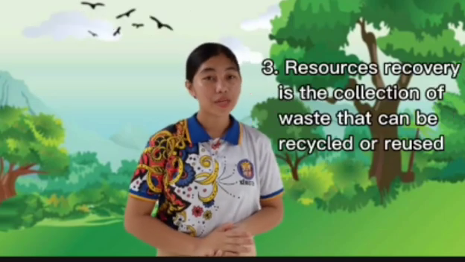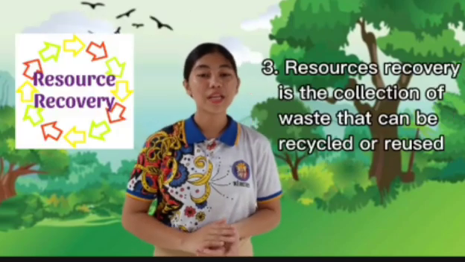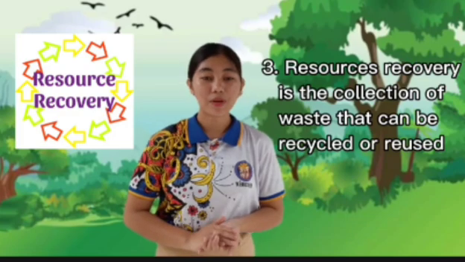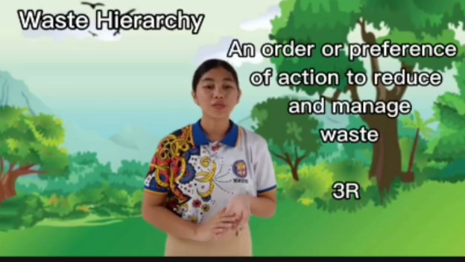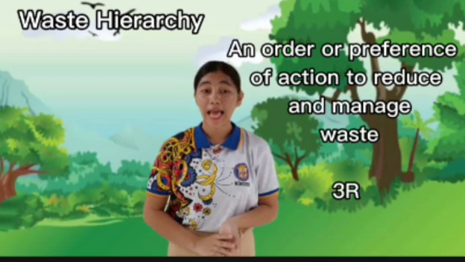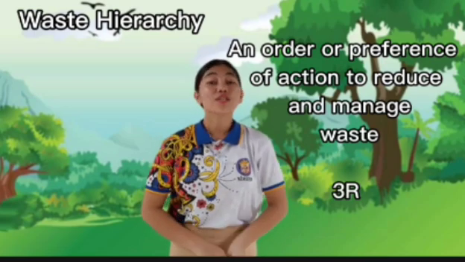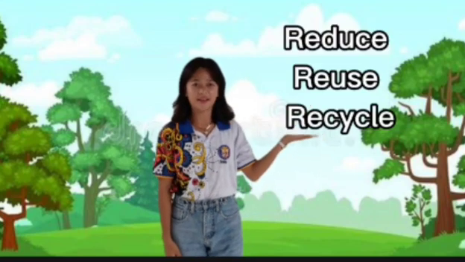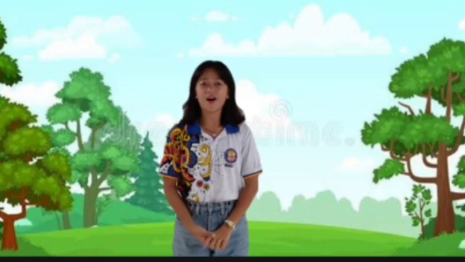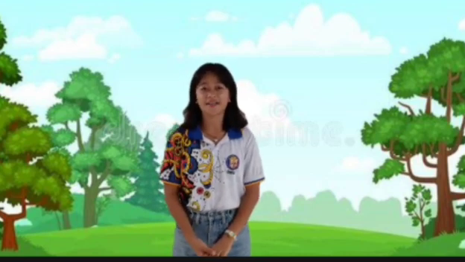Number 3, resource recovery, is the collection of waste that can be recycled or reused. And in throwing your waste, we have what is called the waste hierarchy, which is an order of preference of action to reduce and manage waste. The waste hierarchy has what are called the 3R. So let me call teacher Marielle. The 3R is reduce, reuse, and recycle. The most preferred is reduce and the least preferred is recycle.